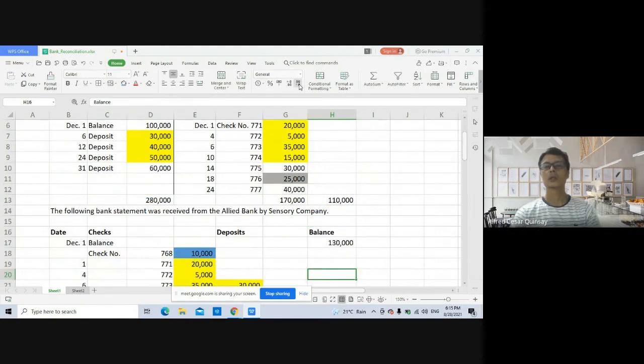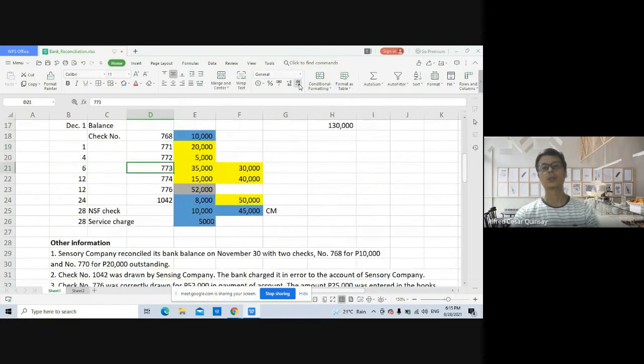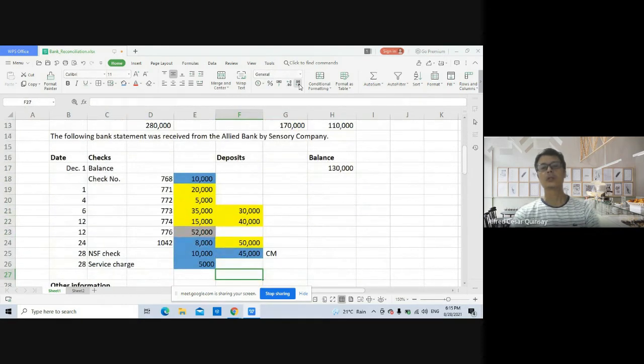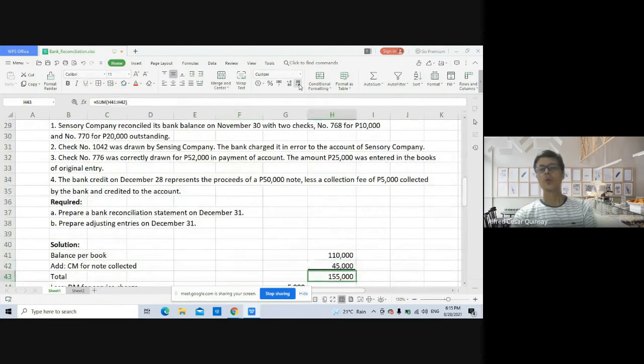So there is the 110,000. That is the balance per bank. So that is actually unadjusted. Now, we add the credit memo, the note that was collected by the bank for 45,000. Okay? So we only touch the reconciling items in blue there, which the company has not considered. So that 45,000 represents the proceeds from the customer, which is actually 50,000 less 5,000 service charge, no? Okay, so that's 45,000. So total of 155,000.